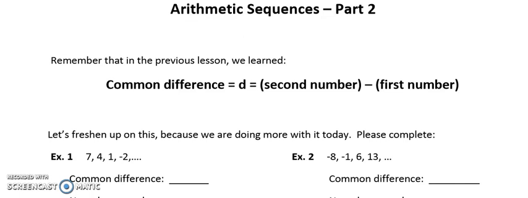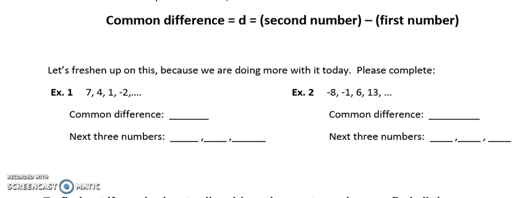All right, here we go. Arithmetic sequences, part 2. So let's not forget that a common difference is when you take a second number minus the first. Basically, you take a number and subtract its previous number, the one that came before.